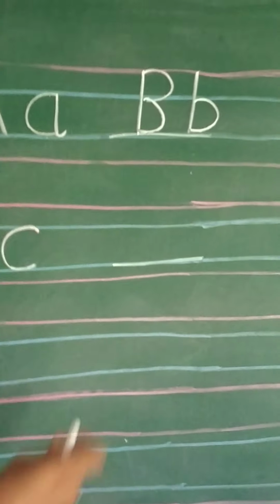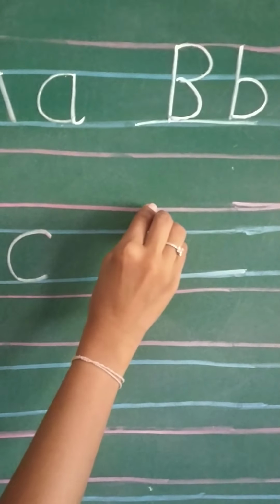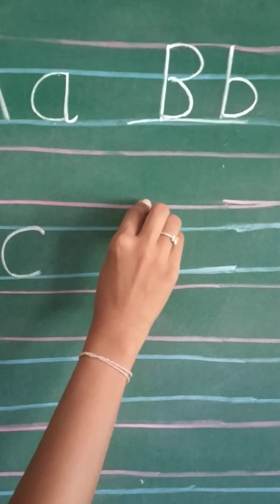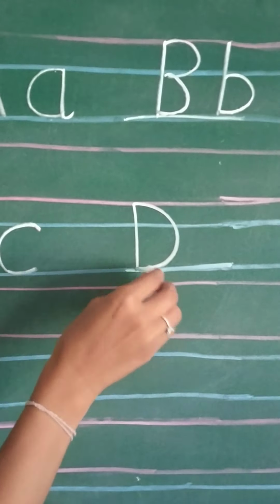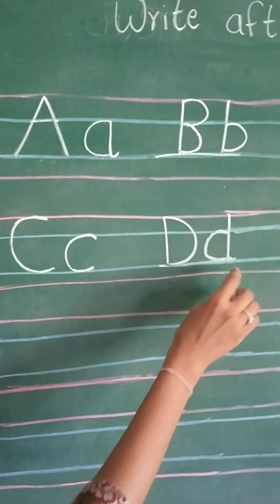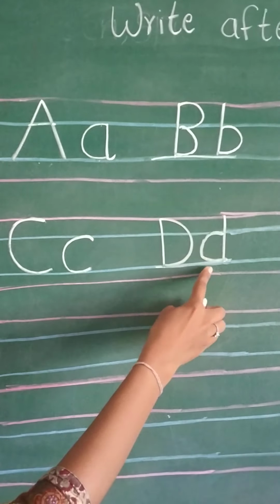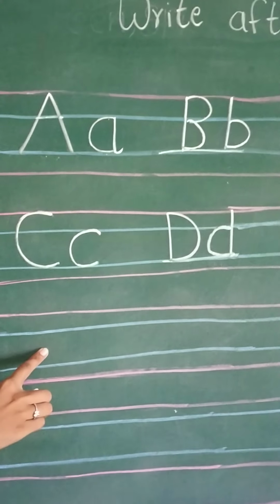Which letter? Letter D. Red line to blue line. Standing line. Half circle. This is capital D. Now small d. Standing line. Half circle. This is small d. C after D.